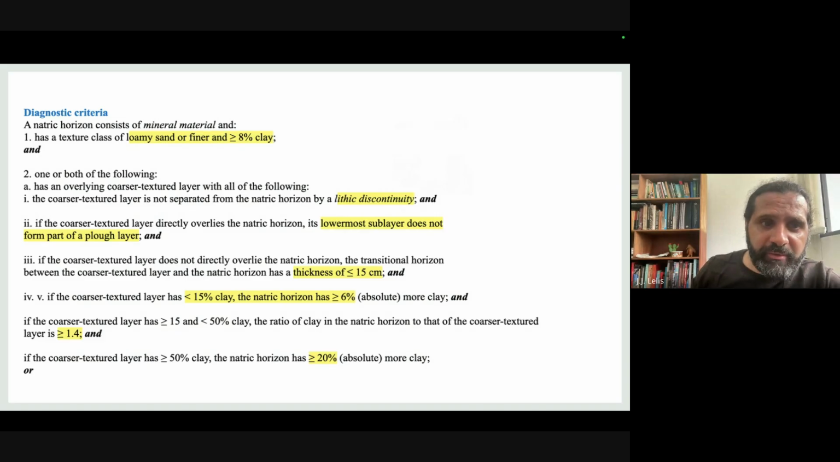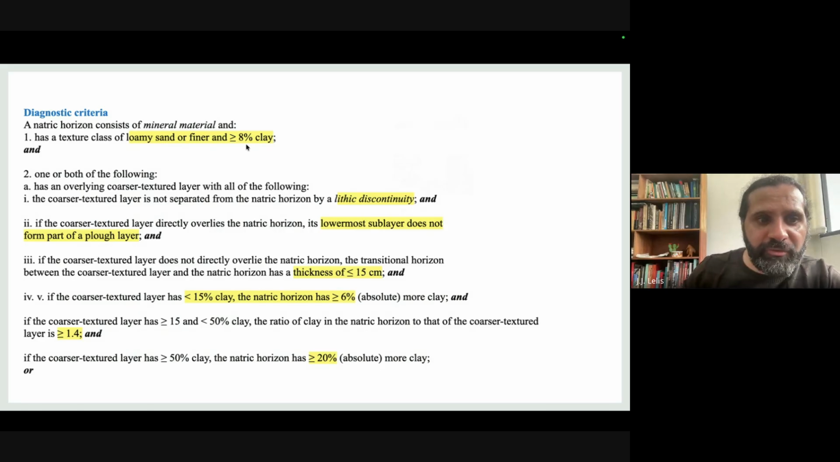Okay, the nitric horizon is composed of mineral material, and it registers a texture class of loamy sand or finer than this, and at least 8% of clay. So I could not register a sandy texture, and I could not register less than 8% of clay. Okay, this is the first criterion.